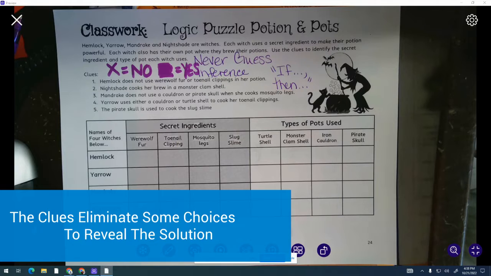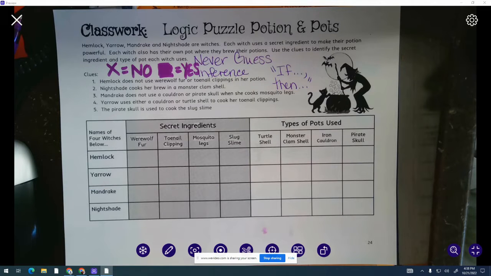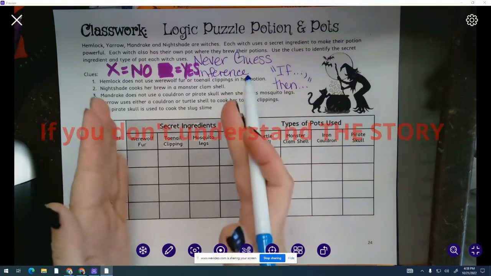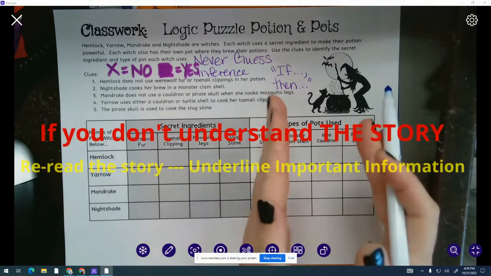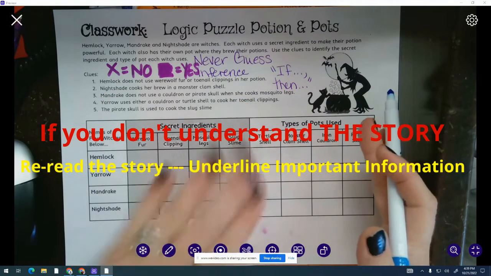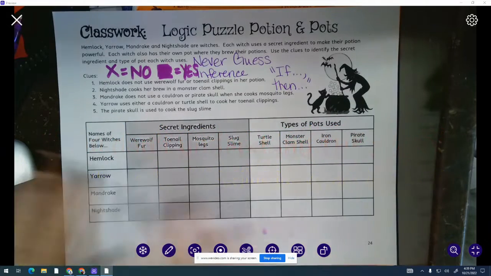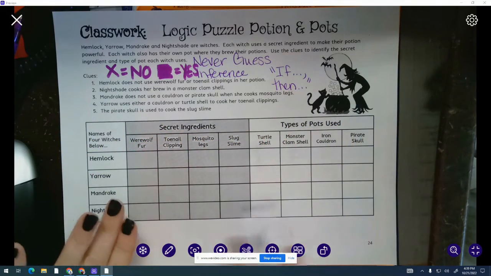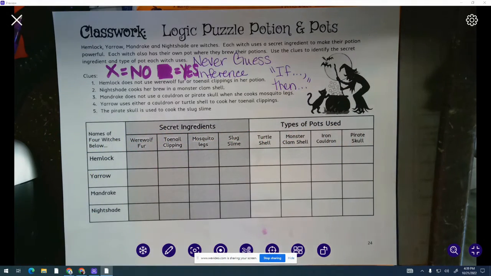So Hemlock, Yarrow, Mandrake, and Nightshade are witches. Each witch uses a secret ingredient to make their potion powerful. Each witch also has their own pot where they brew their potions. Now you're going to use these clues to identify the secret ingredient and type of pot that each witch uses. So each witch uses a different ingredient, and each witch will use a different pot. So if Hemlock uses werewolf fur, no one else does. If Mandrake uses a monster clamshell, no one else does. So let's see what's going on here.